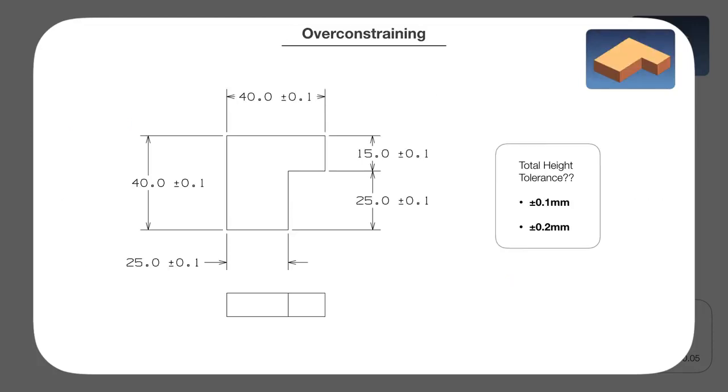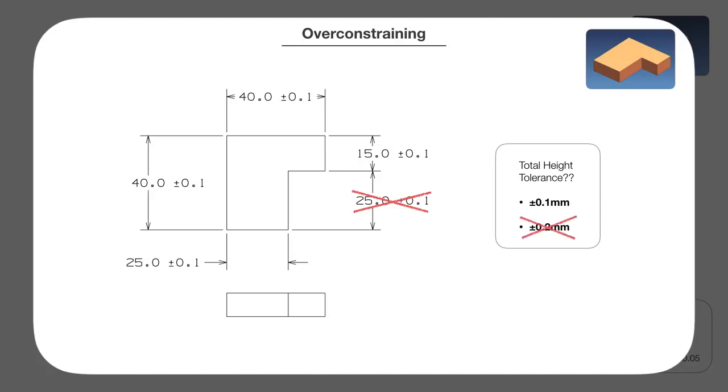Over-constraining is something to watch out for. When you apply dimensions and tolerances, every feature in the part needs to be dimensioned exactly once, and only once. Take the drawing of this R-shaped solid from earlier. The total height of this part has been redundantly dimensioned and toleranced. If you look on the left, the height appears to be 40 plus and minus 0.1 millimeters. But if you look on the right, the total height is 40 plus and minus 0.2 millimeters. So then the question is, what is the total height tolerance? It's not clear here. So to fix this, you have to get rid of one of the bad dimensions. So we could get rid of that one, and this fixes it.